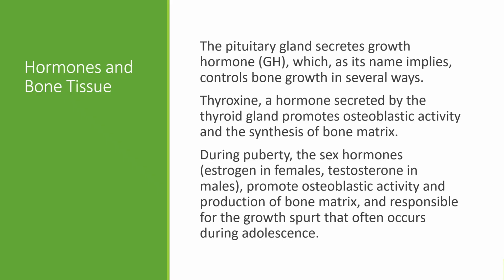Some of the hormones that are associated with bone tissue: the pituitary gland in your brain is going to secrete growth hormone, which, as its name implies, is going to control the growth of bone in several ways. Thyroxine is a hormone that's secreted by your thyroid gland, and that's going to promote osteoblastic activity and the synthesis of new bone matrix. During puberty, the sex hormones, estrogen in females and testosterone in males, are going to promote osteoblastic activity and produce more bone matrix, and are responsible for the growth spurts that we see during adolescence.